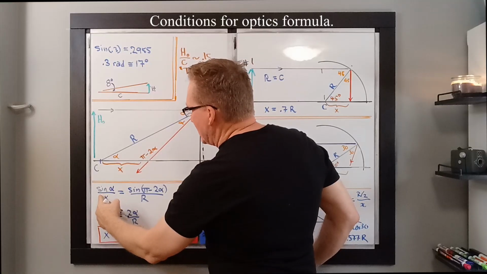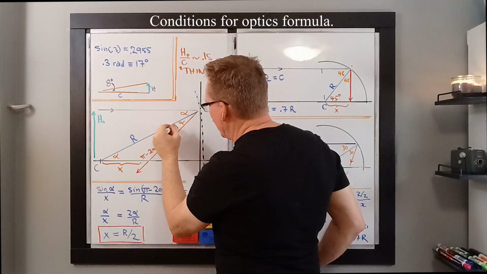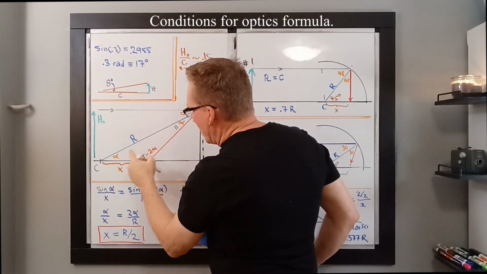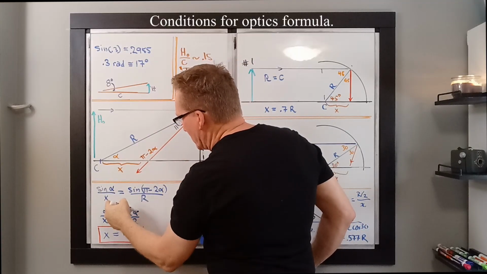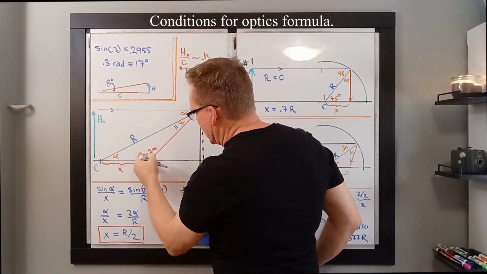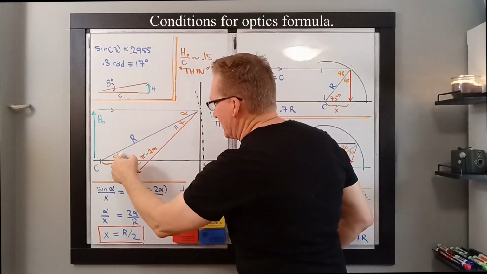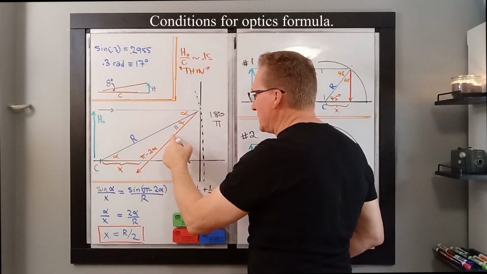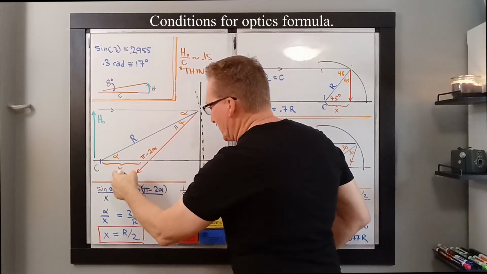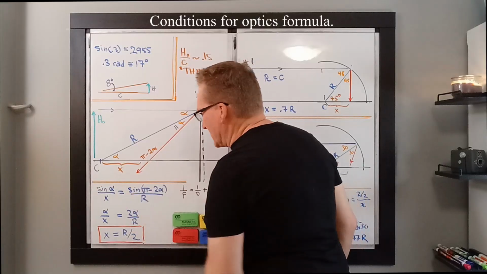So here's the sine of alpha. That's the sine of this alpha over here. The sine of this alpha over x is equal to the sine of pi minus 2 alpha, which is this here, over r. That is the sine formula, where we take the sine of one of the angles over the opposing side, and the sine of the other angle over its opposing side. Those two ratios are equal to each other. You could flip these both upside down if you wanted to.